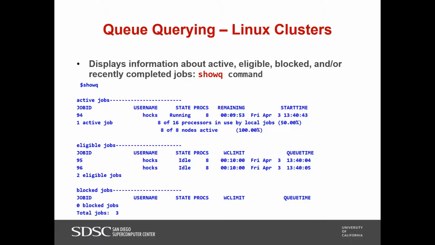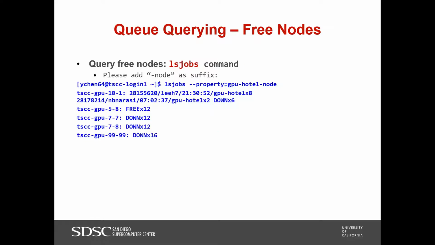That command will print out all active, eligible jobs and blocked jobs currently on the TACC at the time you run that show queue command. Also, if you want to know the node availabilities, there's a very useful command called ls jobs on TACC.